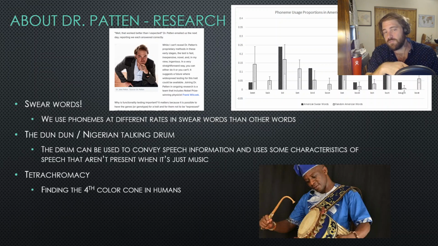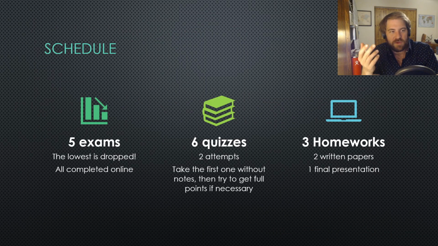What is the perception that they have of these colors? How do they see them? When do they see them? What kind of atmospheric or other conditions can help bring these colors out? We're trying to figure out what the fourth cone is. Okay, so that's my research.